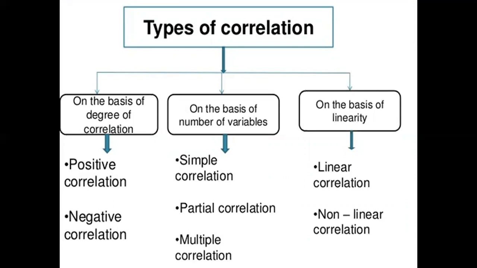Simple correlation we will be discussing in this particular lecture. And the third one is on the basis of linearity. We have linear correlation or non-linear correlation. So this is just to give you an idea of the various classifications of correlation. These are certain types based on three broader aspects, as I discussed.